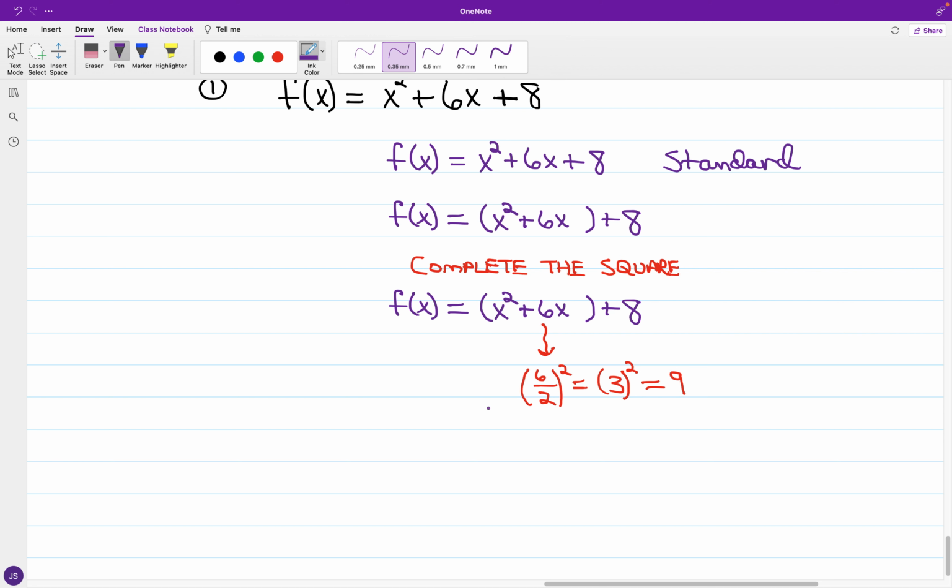So those are the initial steps for completing the square. Half of 6 is 3, 3 squared is 9, and the question is, what am I going to do with 9? Well, I'm going to take that constant and add it to the variable terms. So we have x squared plus 6x plus 9.